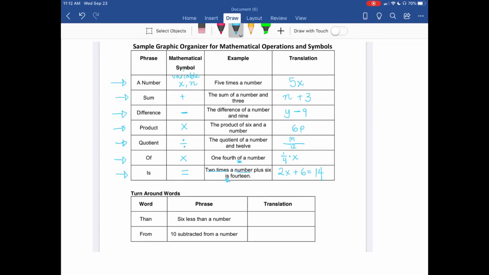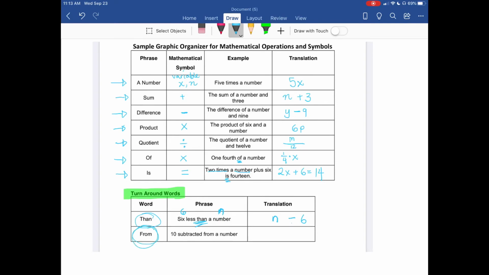And then these last two, which we refer to as our turnaround words, which is helpful here. So "then" is one of our turnaround words. 6 less than a number. So I have the number 6, and then I have this unknown number, I'll call it n. So it's less than. That means I'm taking 6 away from that number. 6 less than a number n would translate to n minus 6, because I have a number and I want 6 less than that number.